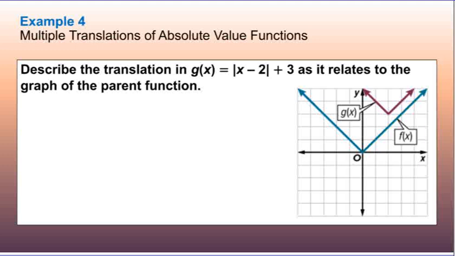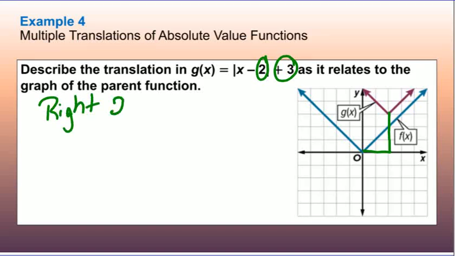Describe the translation here. Here I have multiple translations. If I go from blue to the red one, it goes to the right 1, 2, and then it goes up 1, 2, 3. How do we get that? Here's your 2 to the right, here's your 3 up. So right 2, and then up 3. Everything else stayed the same.